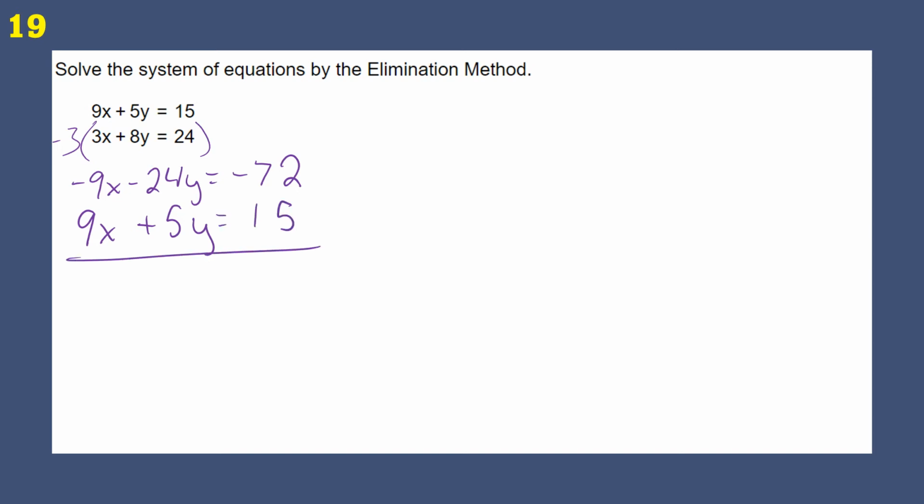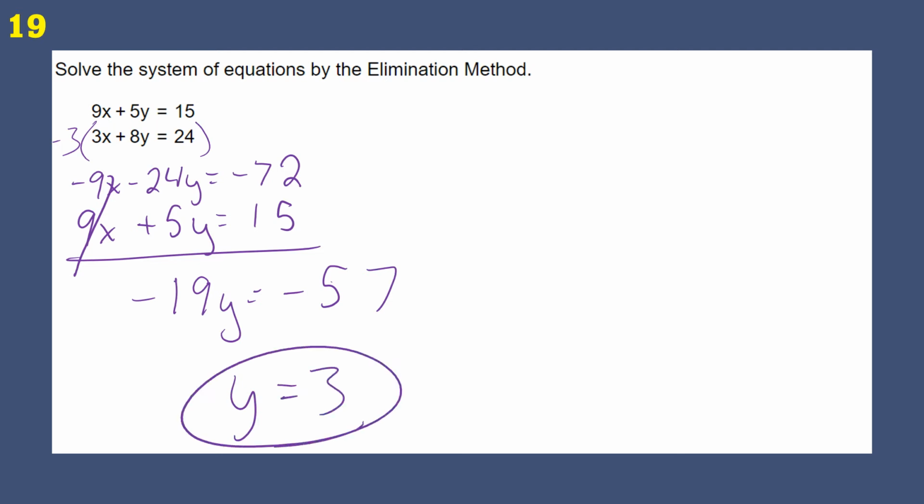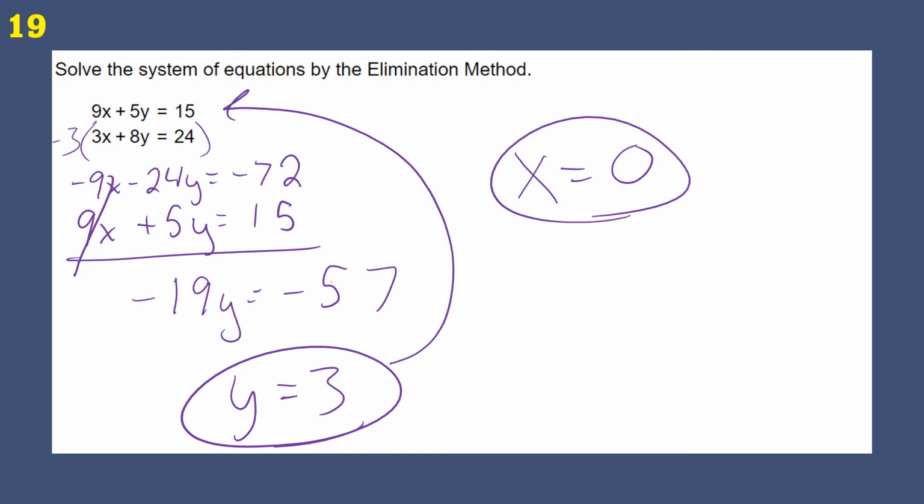And the elimination method is to go ahead and crunch those together and add the two lines together. And that would cancel out. And I would end up with negative 19y equals negative 57. And so y would equal 3. And so, yay, I've got 3. Now, what do I do with that 3? I'm going to take that and plug that back into my equation. And it turns out x needs to be 0. So my ordered pair is 0, 3.